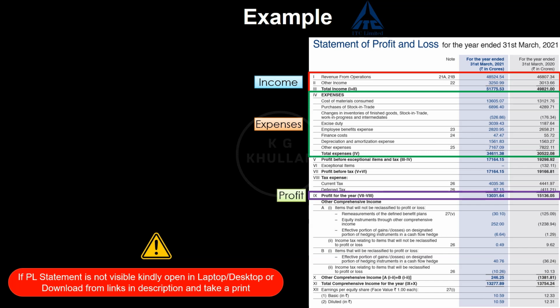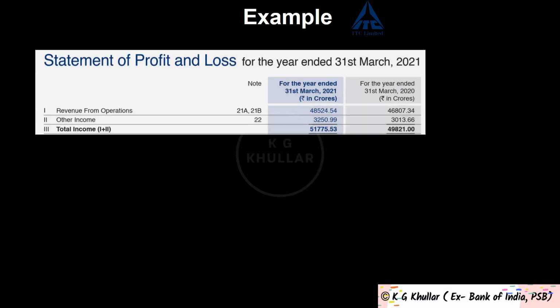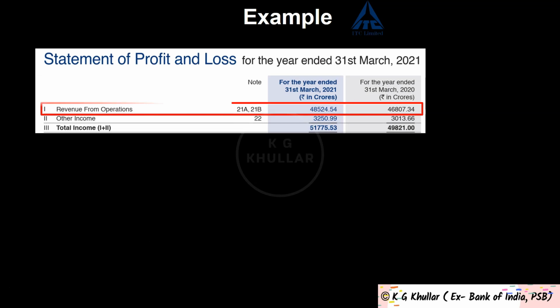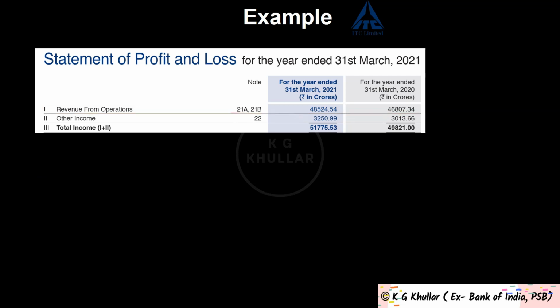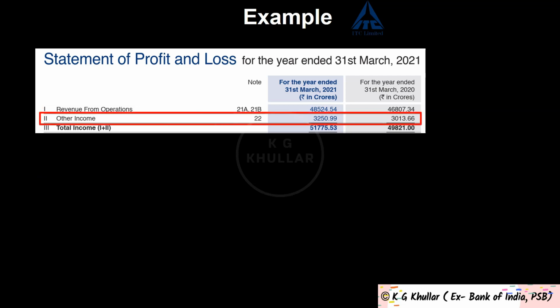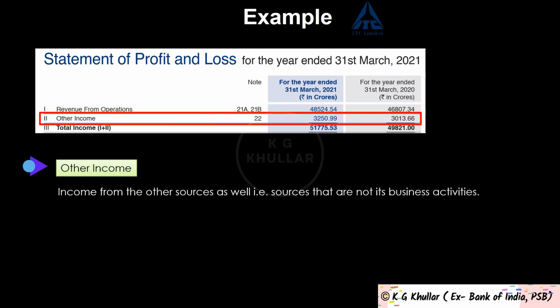So let's first see income heads. Now under this first one is revenue from operations. Friends, revenue from operations means revenue earned by the company from its operating activities. Now commonly this is net sales, that is sales less sales return. Then we have other income. Friends, please note a company besides earning revenue from operations may also earn income from other sources as well. That is sources that are not business activities. Now examples can be sale of fixed assets or bad debt recovered and many others.